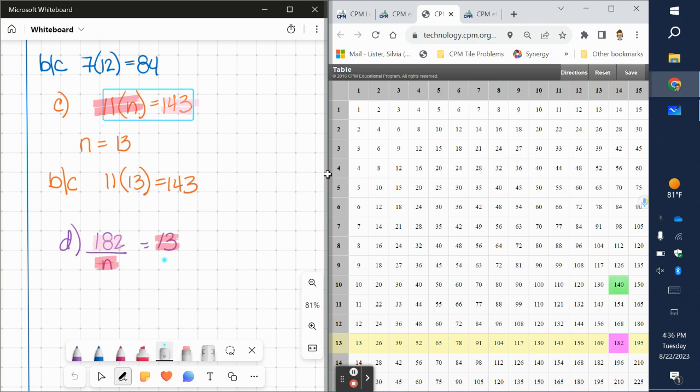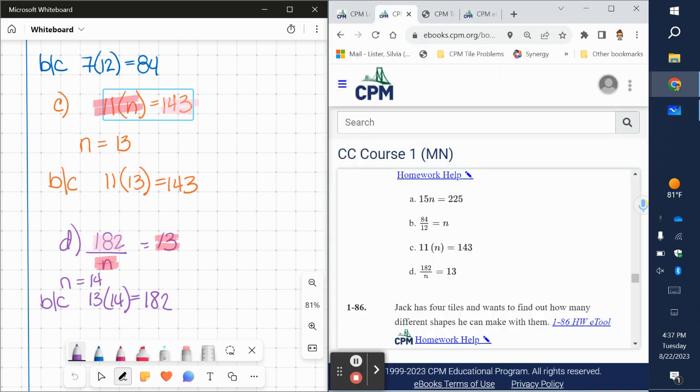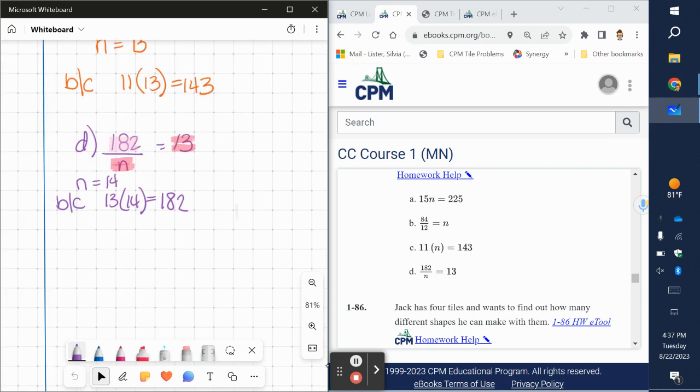I'm going to go all the way up, and I can highlight the column, and I can see that 13 times 14 equals 182. So n equals 14, and I know this because 13 times 14 equals 182. So multiplication and division are connected. Perfect. So that was 185. Let's move on to 186.